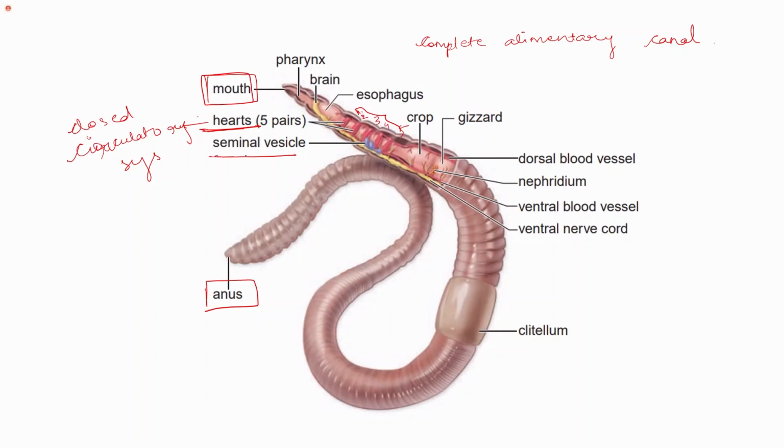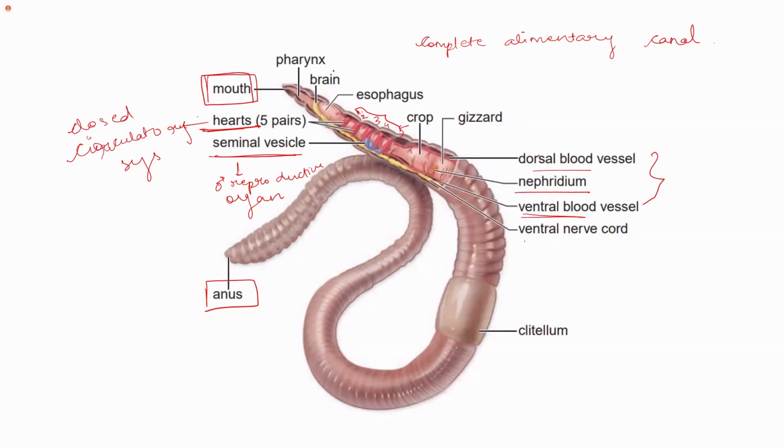Then it has seminal vesicle as a part of the male reproductive organ. These blood vessels are a part of the circulatory system. They have dorsal blood vessels, we can see here, and then they have ventral blood vessels. The one lying on the dorsal side of the body is the dorsal blood vessel. The one lying on the ventral side is the ventral blood vessel. Then they have lateral blood vessels also that supply the blood to the other organs. Nephridia is the excretory organ.